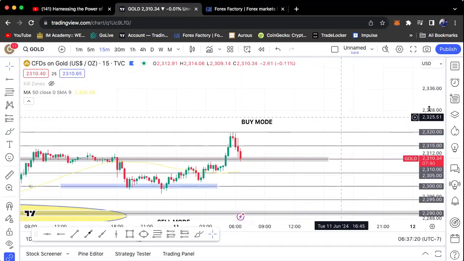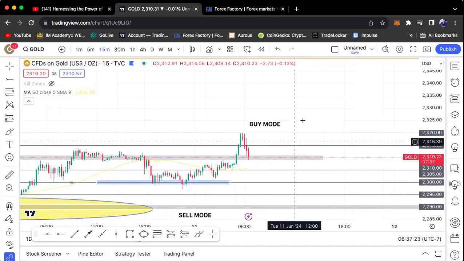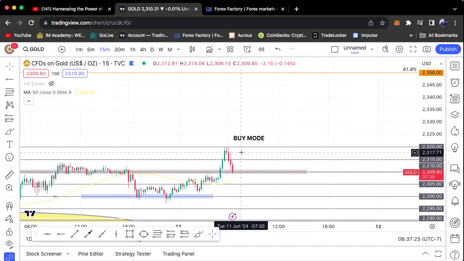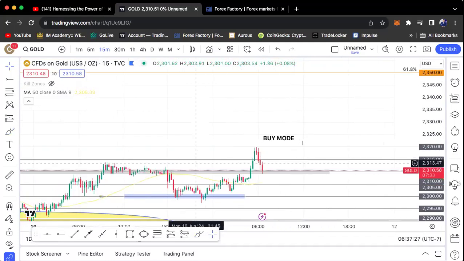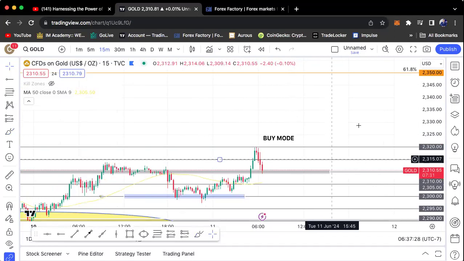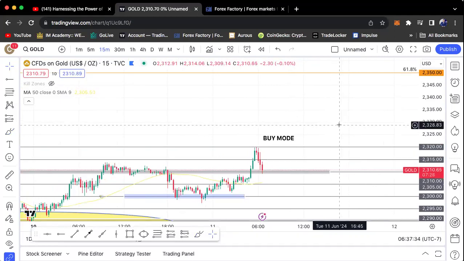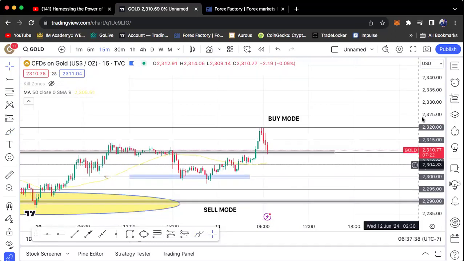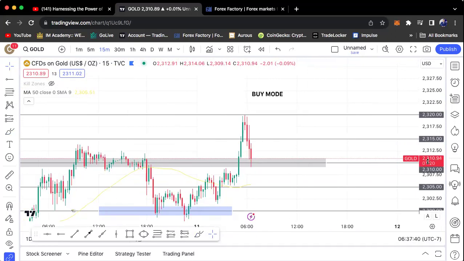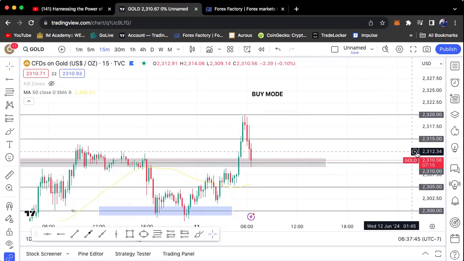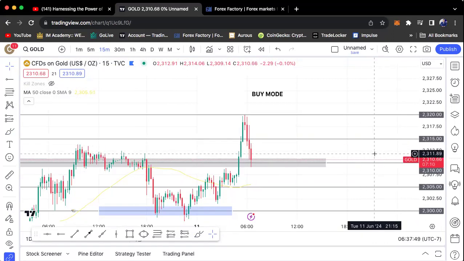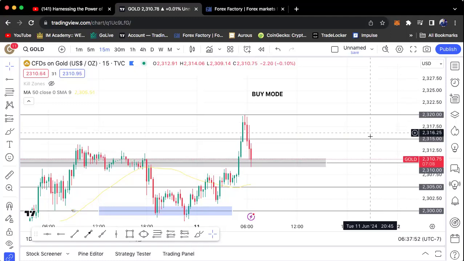And for my scalpers, my intraday traders, you guys can really capitalize in situations like this, because $1 equals 10 pips with gold. Every time price fluctuates from 23.10 to 23.11, that's 10 pips in gold. And this is for gold only. $1 equals 10 pips with gold.